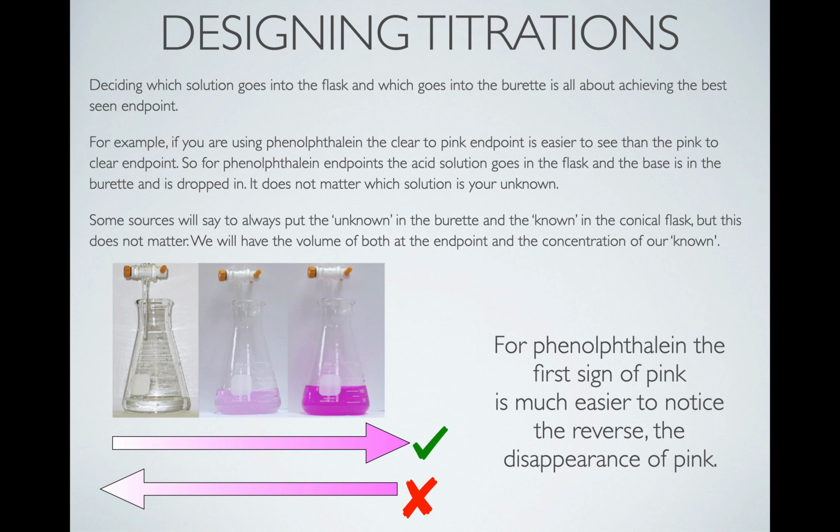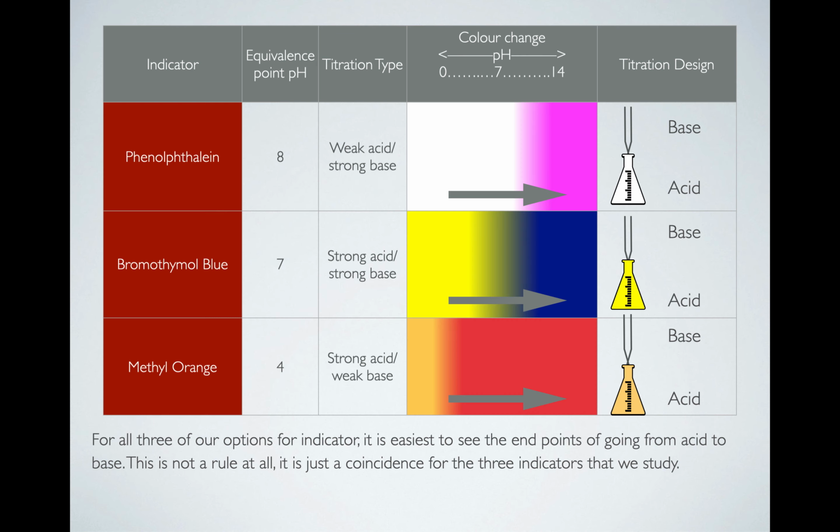So when you're using a phenolphthalein endpoint, you put the acid down the bottom and you put the base in the burette, okay? It doesn't matter which one's known and unknown. So here I've done you up a table of the 3 indicators. So phenolphthalein, it changes to around 8. You want to put your base in the burette and your acid down below, so you get the white or the clear to pink transition there. Look at that little animation, isn't that great?